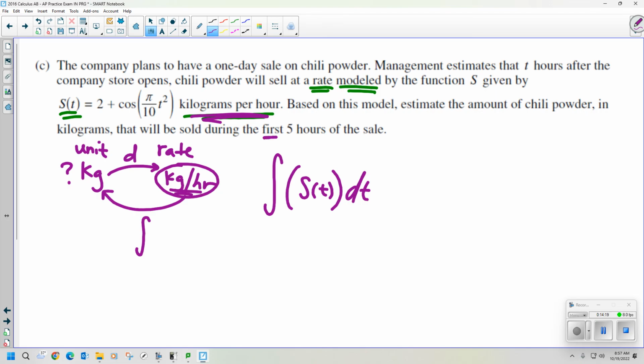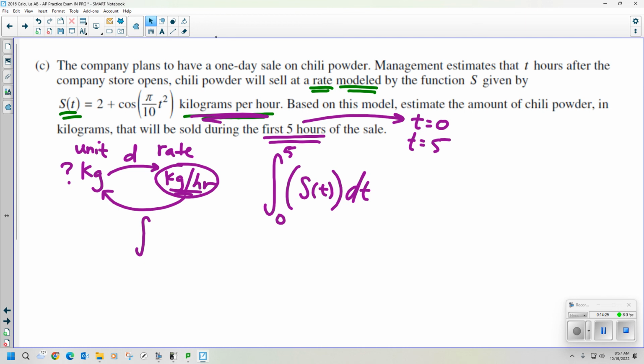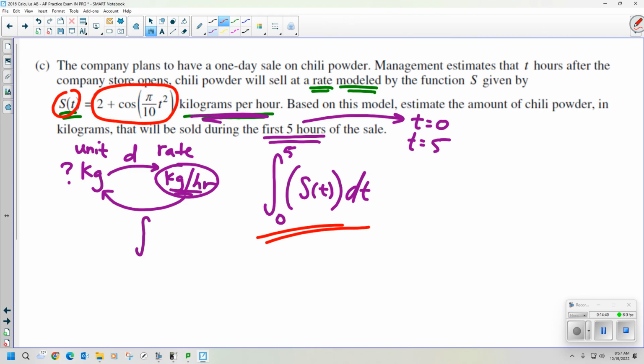What are my bounds? This is the second thing you need to know. The first 5 hours means from time 0 to time 5. 0 to 5. This is good. I was about to say we haven't integrated yet, and now we do. On your paper, you can write it like this. That's fine, because you're telling them you're integrating this equation. Obviously, in the calculator, you've got to type it out.